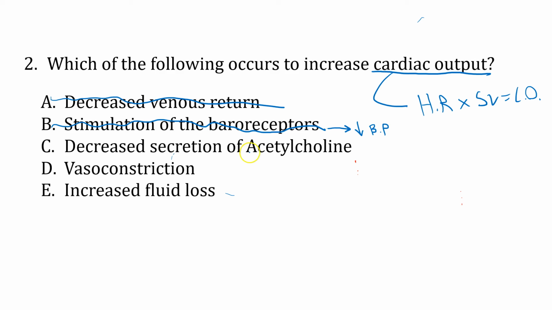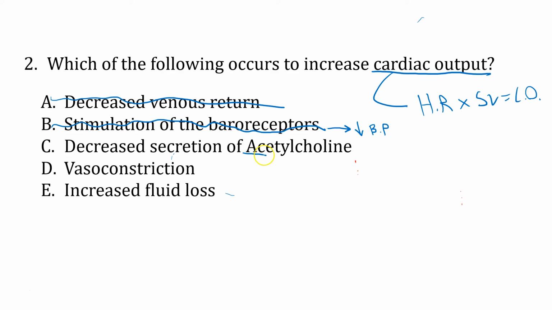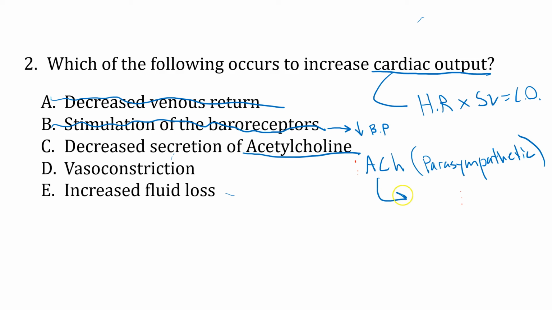Decreased secretion of acetylcholine. Well, what is acetylcholine? You have to know what acetylcholine is to be able to assess this one. And acetylcholine is released by the parasympathetic nerves, which are controlled by the cardioinhibitory center, and its main job is to lower heart rate. Okay, so if your heart's going too fast, the parasympathetic neurons originating from the cardioinhibitory center, not the cardioacceleratory center, can release acetylcholine to decrease heart rate.